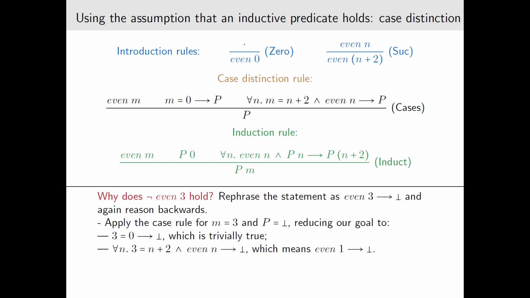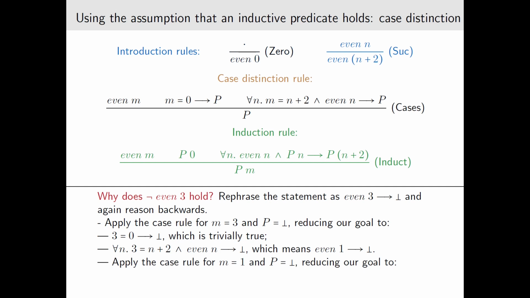So notice what happened there. We have used the major premise and the conclusion to instantiate our rule. And obviously, the instantiation affects the other premises as well. So now this is what we want to prove: for all n, if 3 equals n plus 2 and even n, then false. Which is the same as even 1 implies false. So this is some simplification. Typically, you combine these kinds of steps with simplification steps to clear this goal and get rid of unnecessary quantifications.